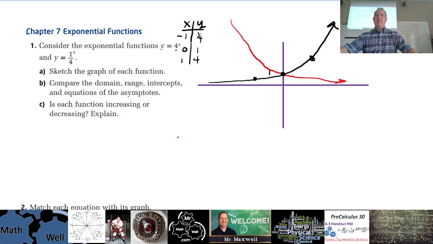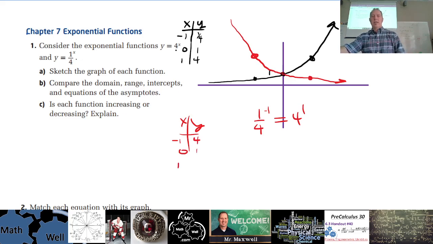And for the red graph, x, y, -1. So 1/4 to the -1 is the same as 4 to the 1. So -1 goes up to 4. 0 is 1, and at 1, 1/4 to the 1 is 1/4. So that's how you get the red graph there.